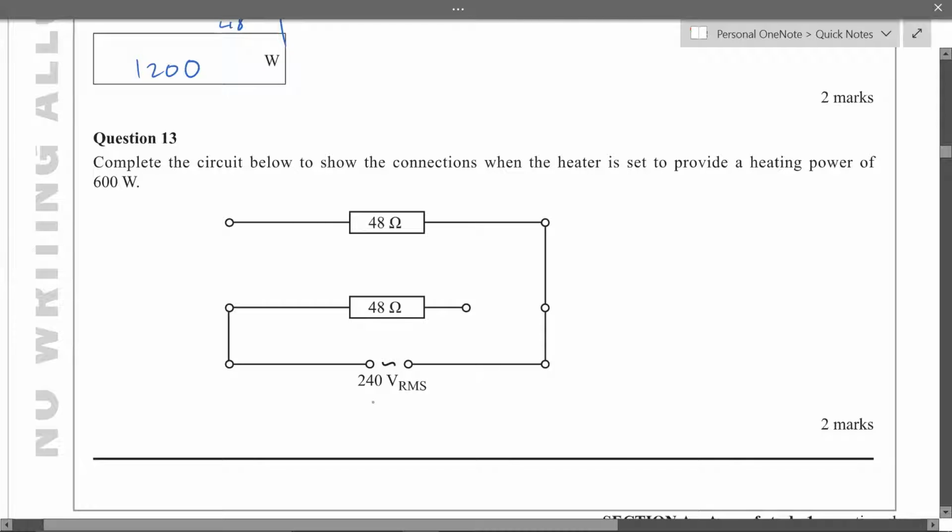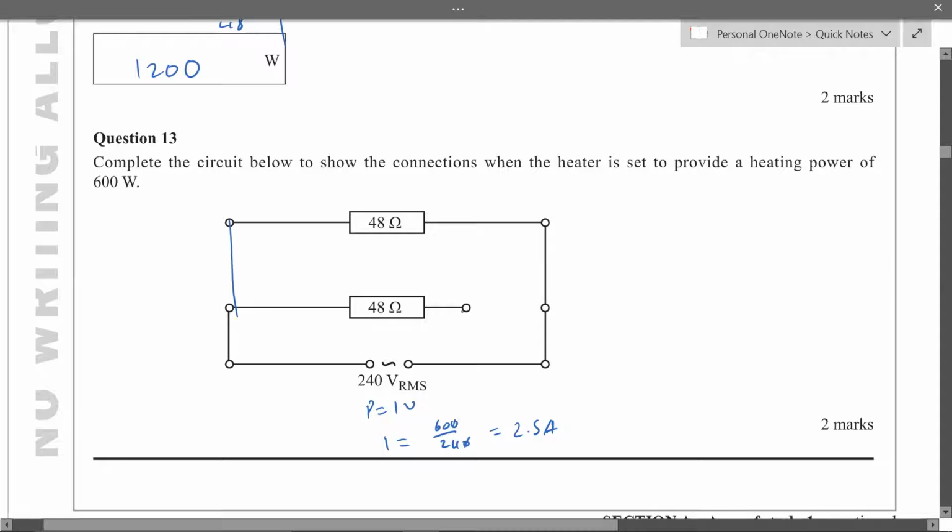Complete the circuit when the heater is set to provide a heating power of 600 watts. If it's 600 watts, then we have to calculate how much current is going through here. I equals 600 divided by 240, which is 10 on 4, 2.5 amps.